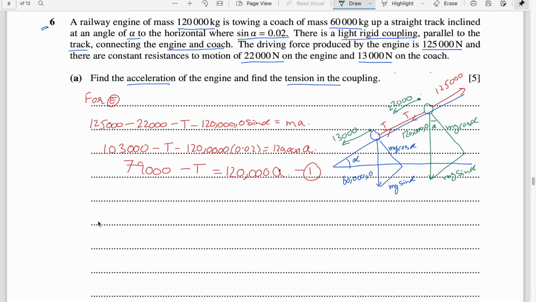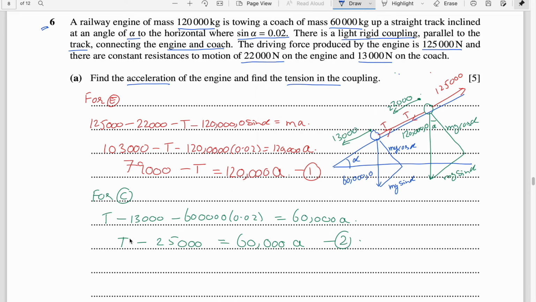Now let's do the same for the coach. So we know for the coach, the forward force is tension only, minus the resistive forces, that is 13,000, and the component of weight, mass times gravity. Mass is 60,000 times gravity, we add one more 0, and sine theta 0.02. On the other side, ma. So we simplify this to get T minus 25,000 is equal to 60,000 times acceleration. Let this be equation 2.